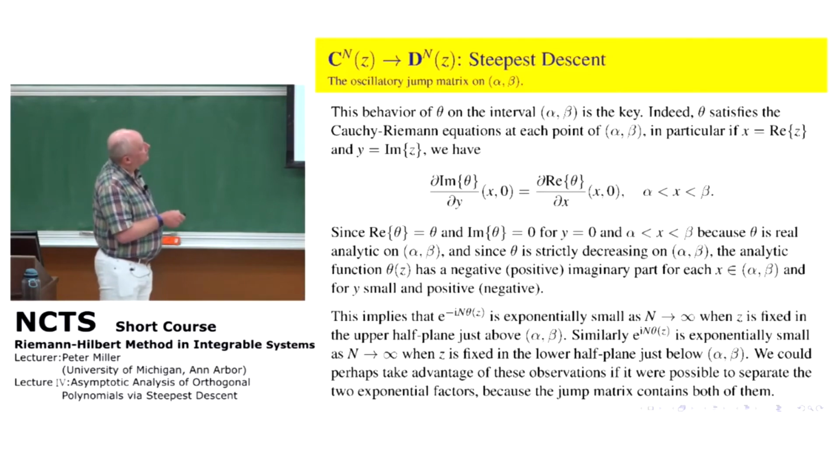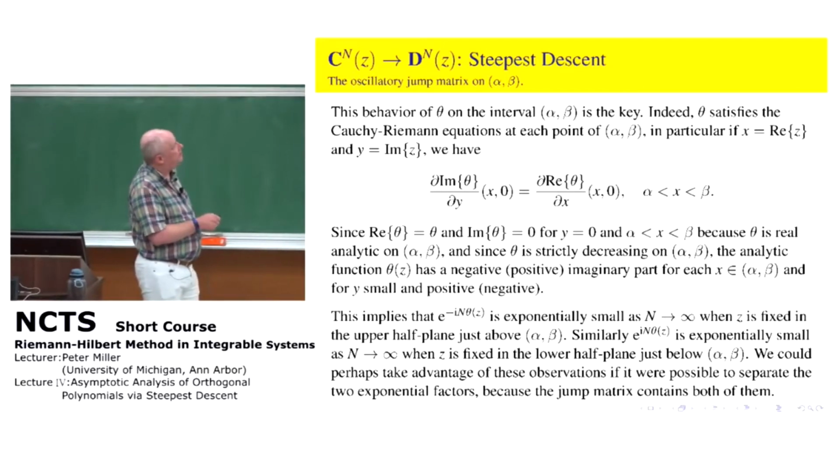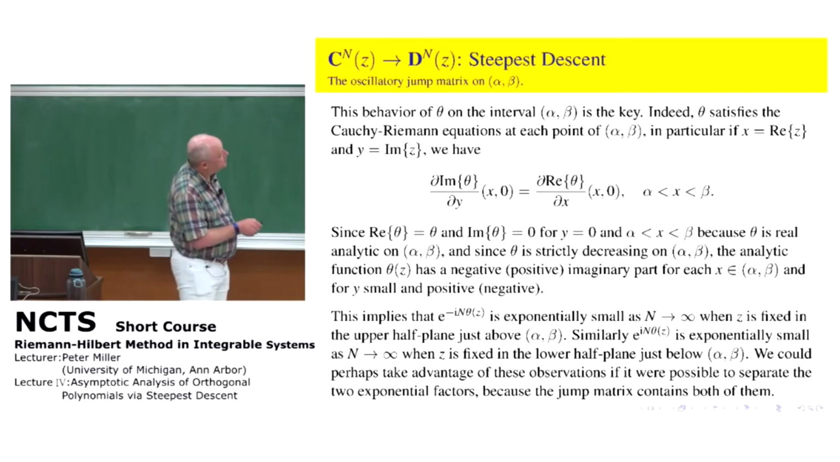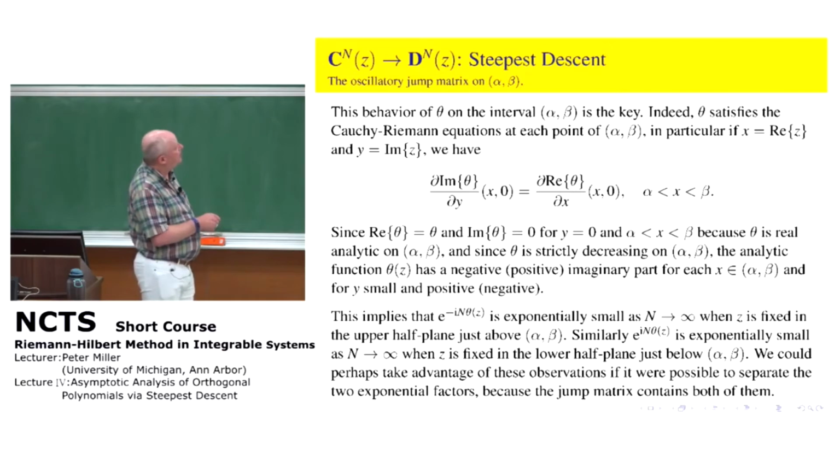So this theta is an analytic function by our assumptions, so it solves the Cauchy-Riemann equations at every point of this interval alpha beta. If x and y are the real and imaginary parts of z, then we have equalities like this. The partial derivative of imaginary theta with respect to y at some point on the axis is equal to the partial derivative of the real part with respect to x. That's the first Cauchy-Riemann equation. That holds for every x between alpha and beta. Since the real part of theta is equal to theta, and the imaginary part of theta is 0 on the axis, that's because theta is a real analytic function there.